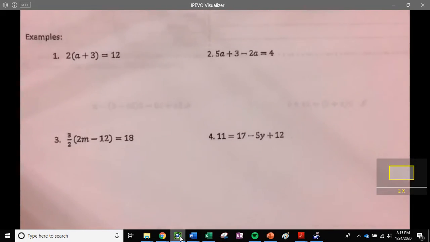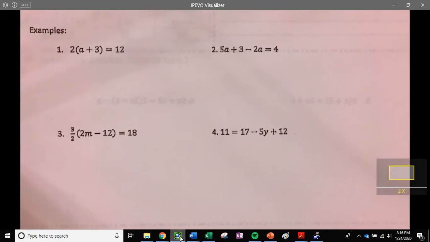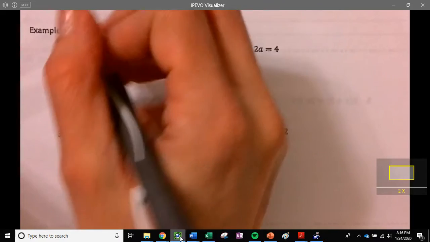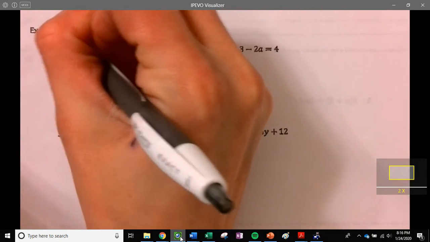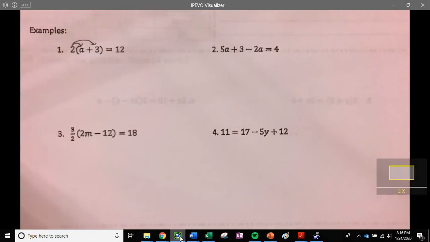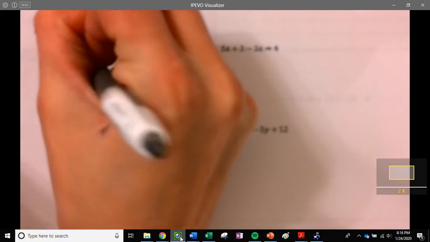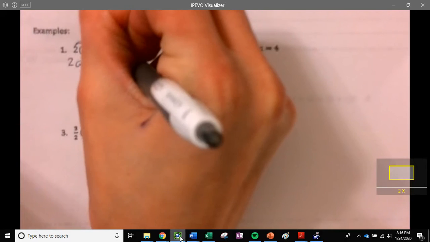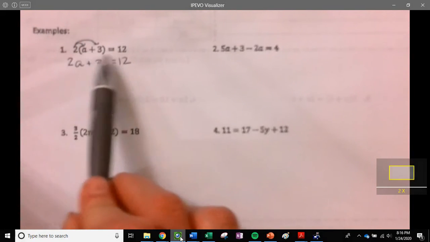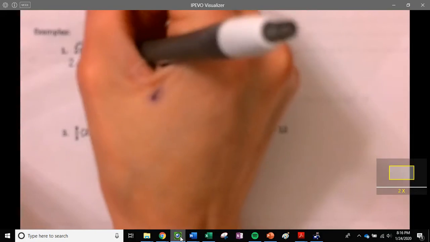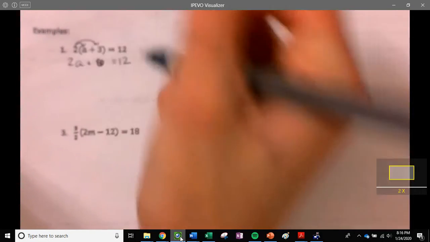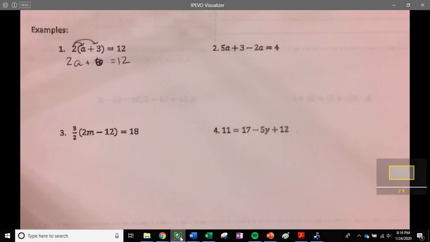This first one here, 2 times (a plus 3) equals 12. So we've got parentheses, which means we need to distribute. We need to distribute the 2 onto both terms inside the parentheses. And that's going to give me 2a plus 3 equals 12. Now I have modified the equation as it was presented to me to 2a plus 6, because 2 times 3 is 6, equals 12. Now I'm ready for my two steps.